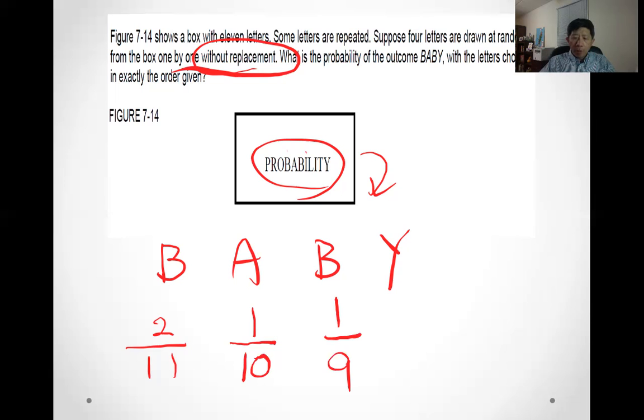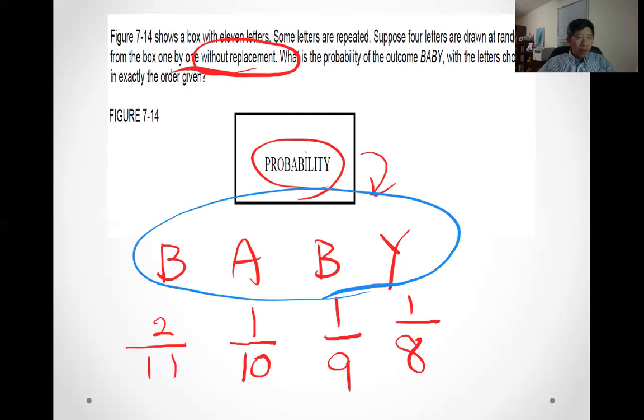Now next, Y. How many Y are there? Oh, just 1 Y, right? And what's the total? Because once you draw, you don't replace, the next will be 8. Make sense to you? Now, what is the combination of the total of this?